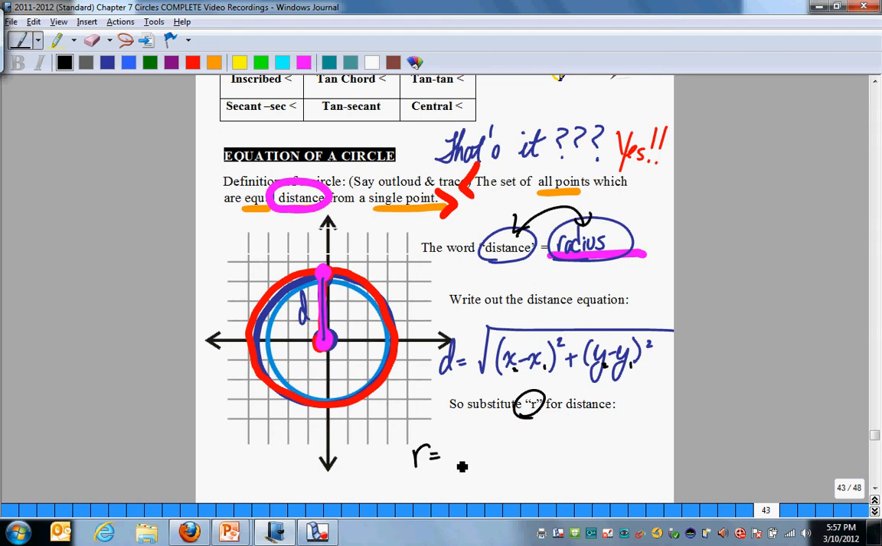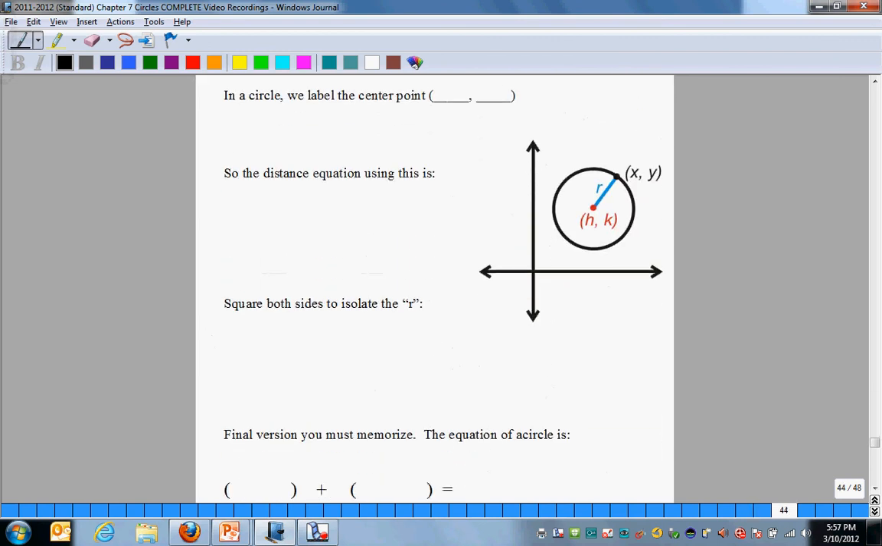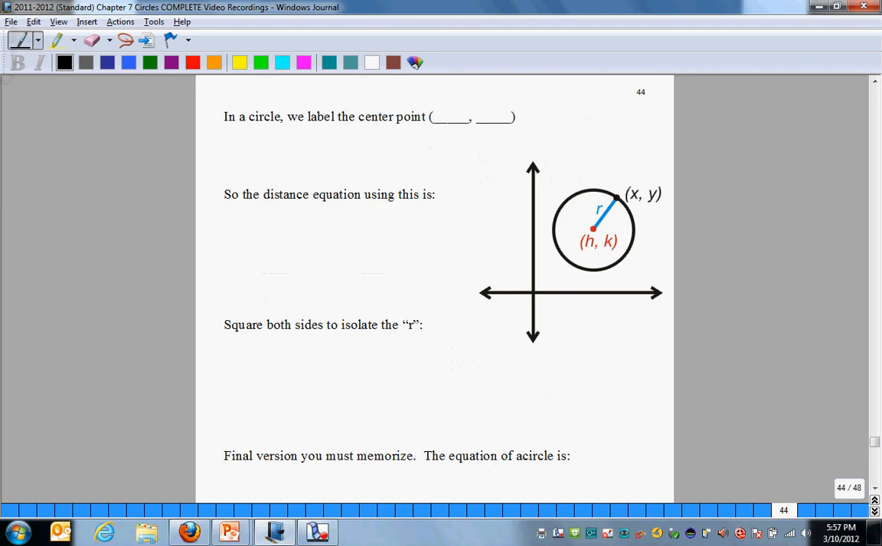So write this with me. Radius equals giant square root, subtract the x's squared, subtract the y's squared. Bring this over to the next page. In a circle, we specifically label the center point, not x and y. We call it h and k. H and k. So in this diagram, the distance equation is going to look like this.